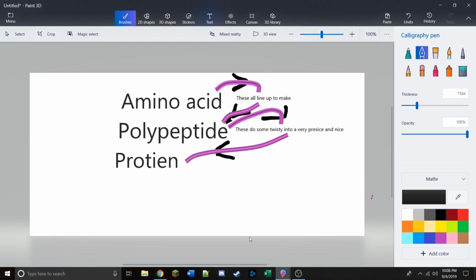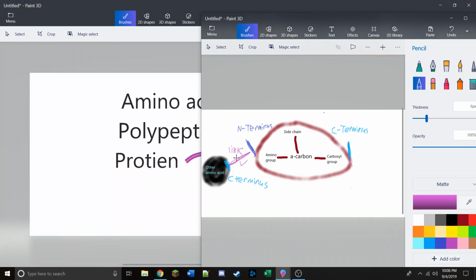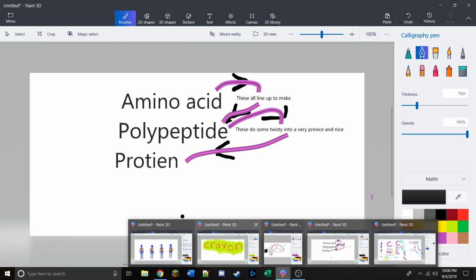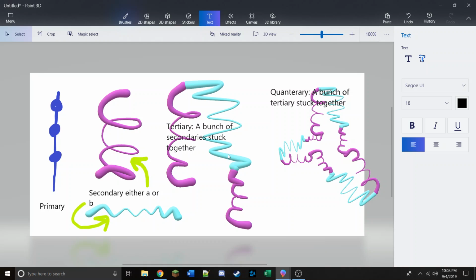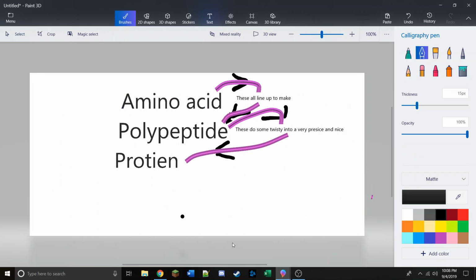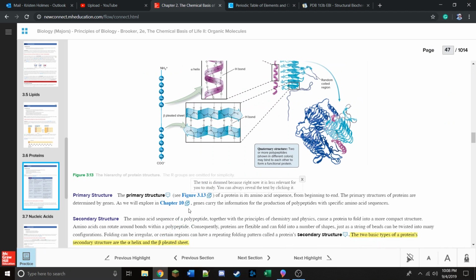So remember how we got to this? Amino acids all line up with those wacky bonds here. They turn into a polypeptide. The polypeptides do some twisties, and they turn into a protein. It's there, okay?